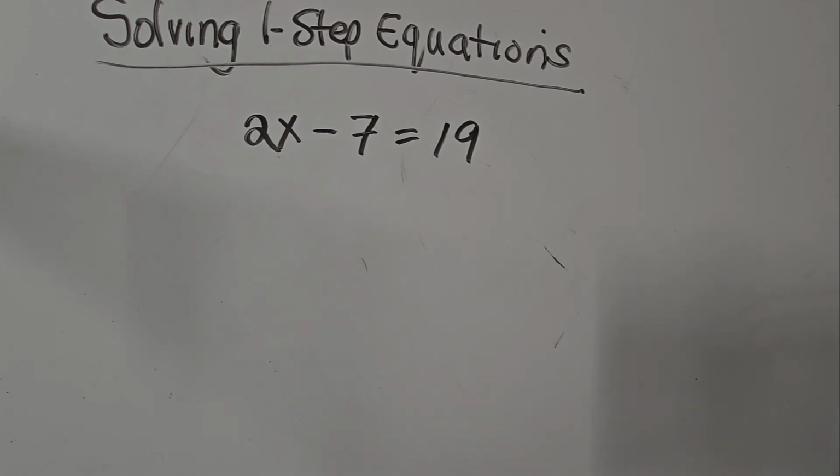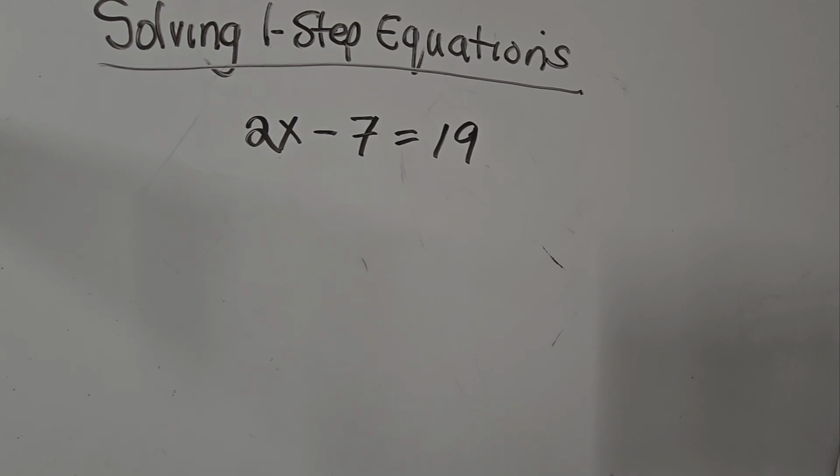So my directions always to students is to read the problem first and to get a little understanding. 2x take away 7 equals 19. So 2 times some number, when you take away 7 from that number together, you get 19. We don't know what that number is, but we're about to figure it out.